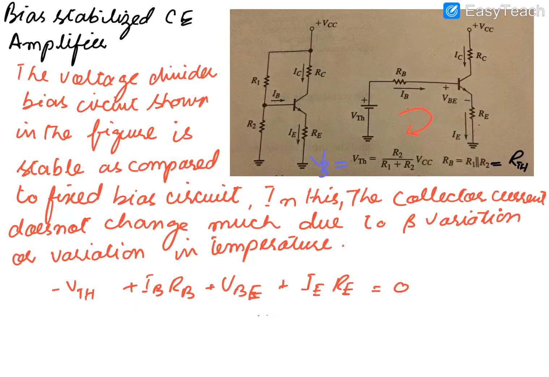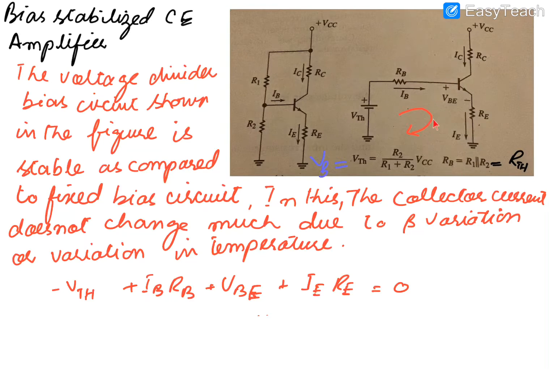So in this we will use a Thevenin equivalent model at the input side. The Thevenin voltage is basically the voltage across R2. You can also call it VB. V Thevenin is equal to VB, which is basically the voltage across R2. Using the voltage divider rule, V Thevenin is equal to R2 divided by R1 plus R2, times VCC. RB is the Thevenin resistance, which is equal to the parallel combination of R1 and R2.